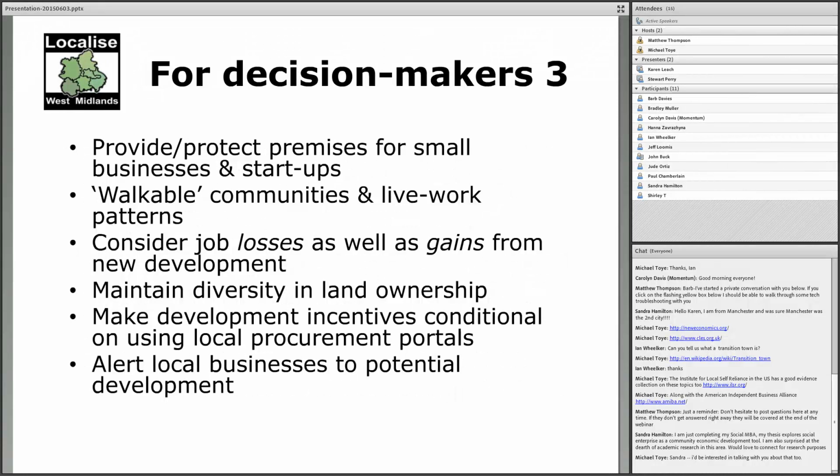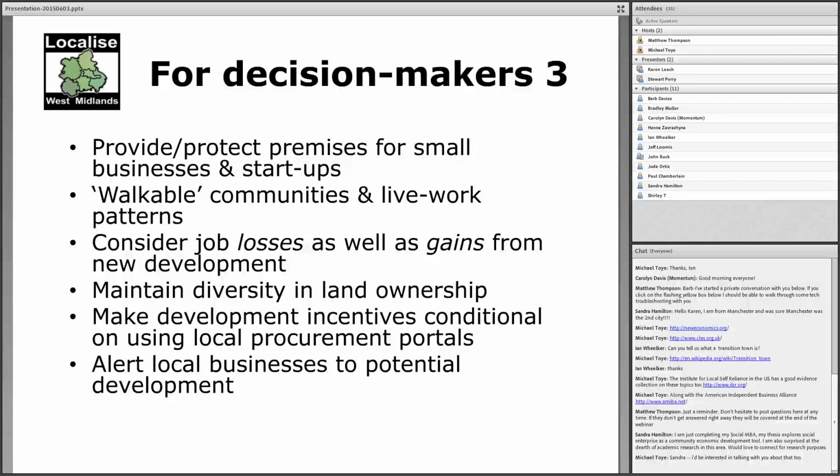And just the last few quick recommendations around planning: providing premises for small businesses and startups. It's almost too obvious to mention, really. Walkable communities and live-work patterns. Considering job losses as well as job gains from a new development and factoring those in. Maintaining diversity in land ownership. I've often heard land ownership fragmentation described as a problem amongst decision makers in Birmingham, which shocks me. And making development conditional on using local procurement portals. And finally, alerting local businesses to potential development so that they can be ready to take advantage of the opportunities that might arise.